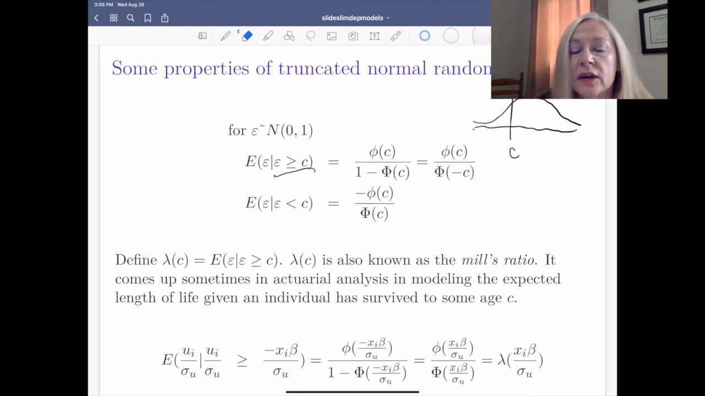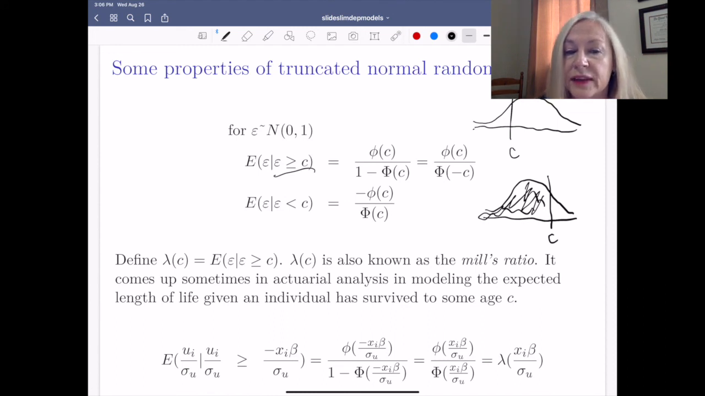Now truncation from below. Alternatively, if I have a normal CDF and I set some truncation and only take the mean of the ones below, that will be negative, because without truncation it has mean 0, with truncation it will be negative. So this is the formula, and again the denominator is the probability of this event.